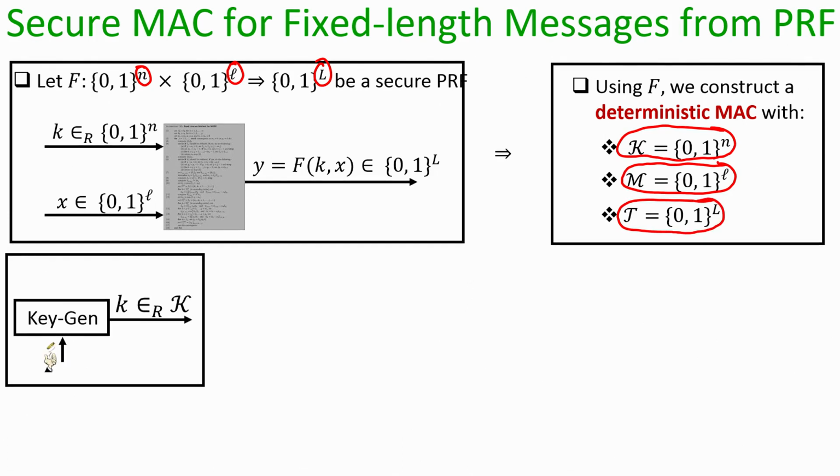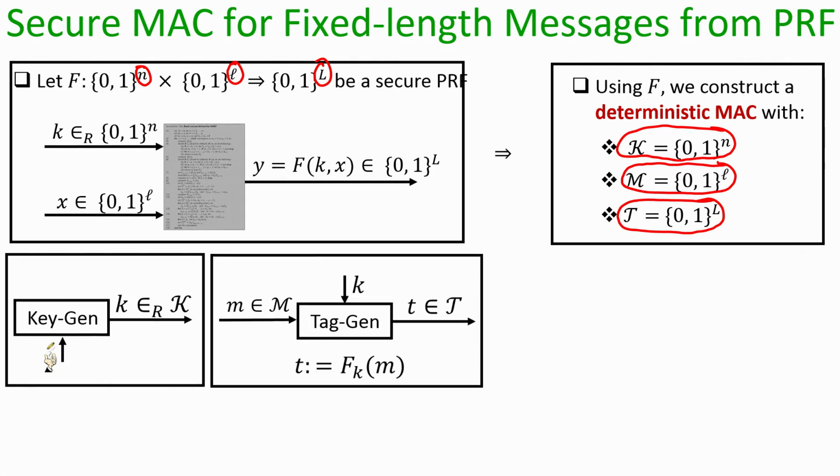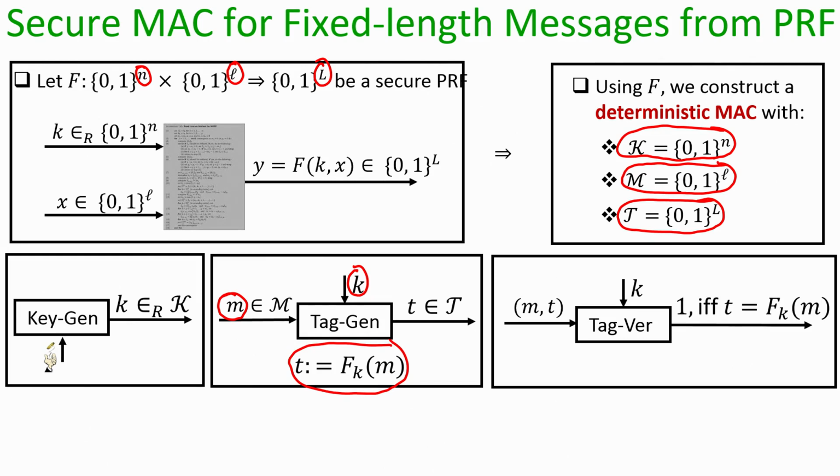And the idea here is very simple. The key generation algorithm of the MAC that we are constructing will just output a uniformly random key for the underlying PRF. And the tag generation algorithm is a deterministic algorithm, where to authenticate a message M of size little l bits under the key k, the tag generation algorithm computes a tag which is just the value of the pseudo random function with the key k and the message M being the block input. And the tag verification algorithm is simple.